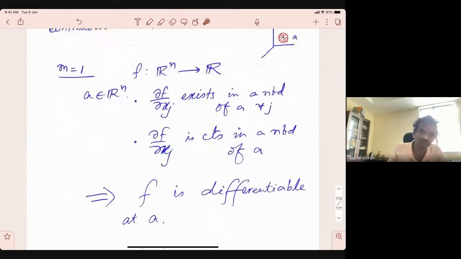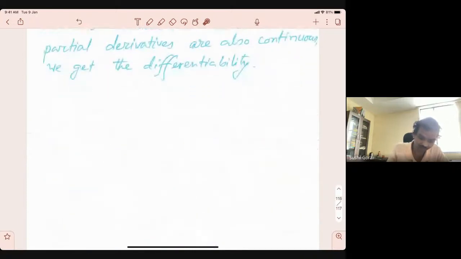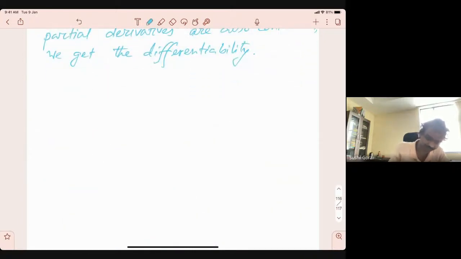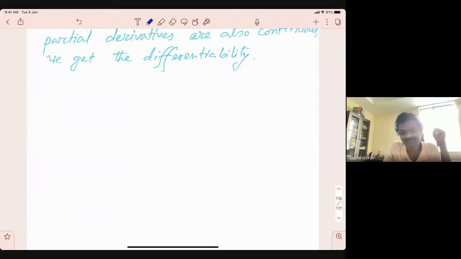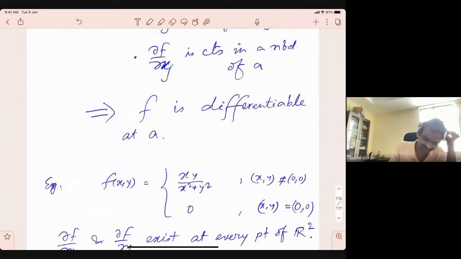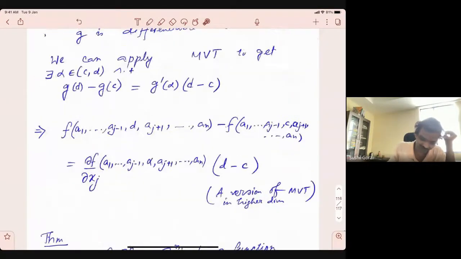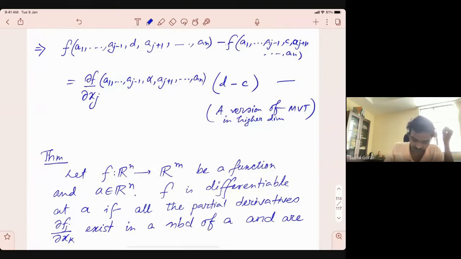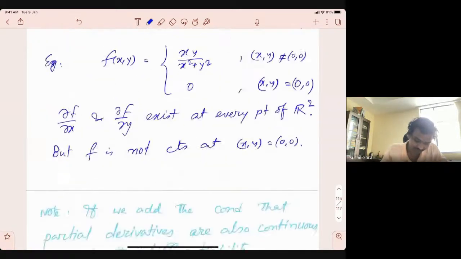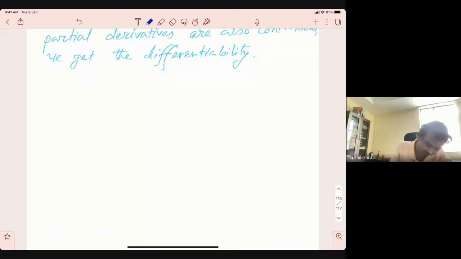Now what we want to do is to give a proof of it. And in the proof, we'll use the mean value theorem. So this is what we are going to use. Let me call this star. This will be very, very useful to us. Okay. So proof.